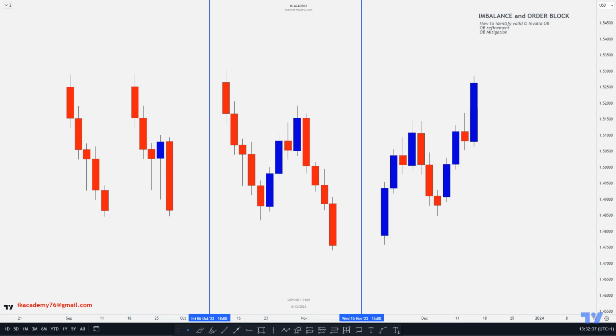So in this video, we'll be treating the concept of imbalance and order block. We'll be looking at how to identify valid and invalid OB, which is order block. We'll also be looking at order block refinements and order block mitigation. Those things will be covered in this particular topic.